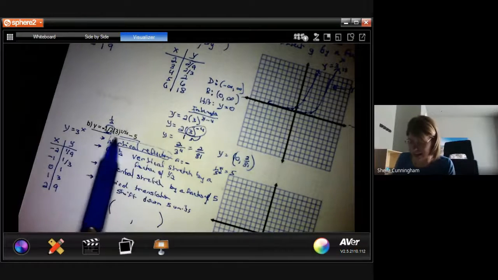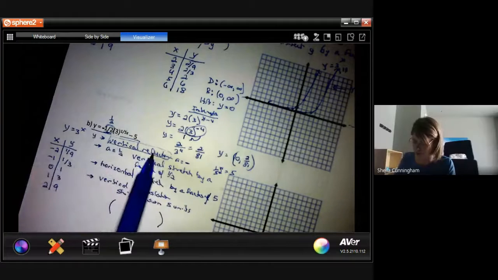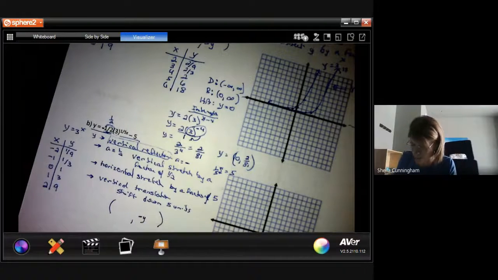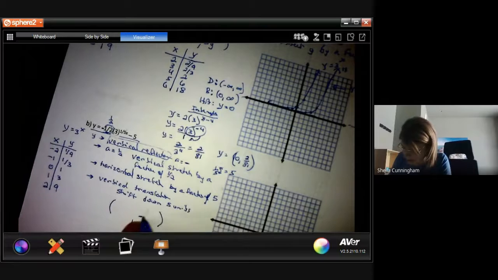So when A is negative like that, anything vertical is going to affect my Y. So I look at this first one as a vertical reflection. It's going to affect every single Y value by taking the negative of it. Oh, hang on. Don't write the Y down here yet. So I know it's going to be a negative.